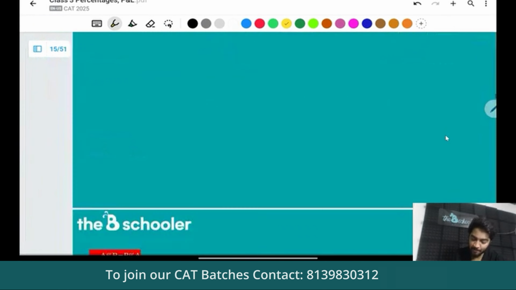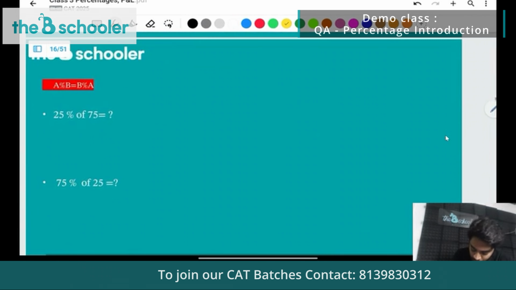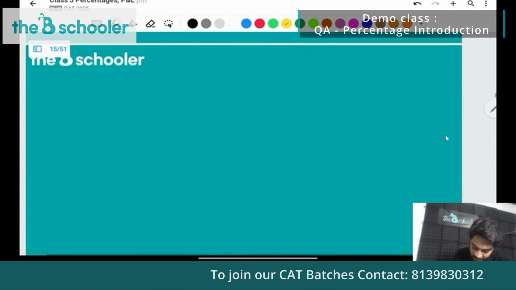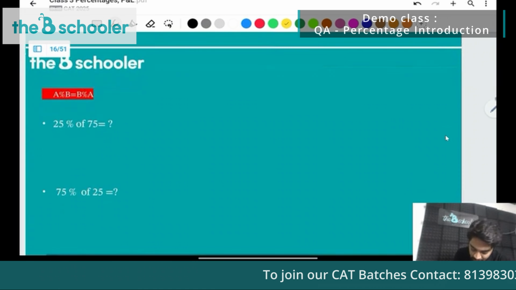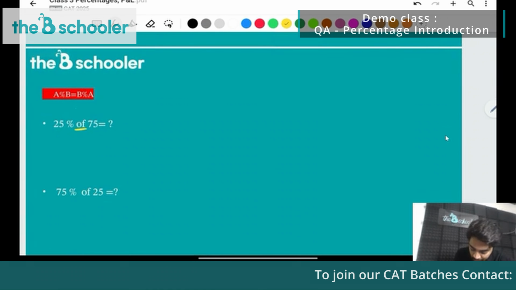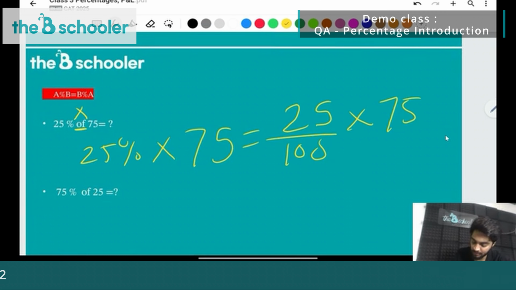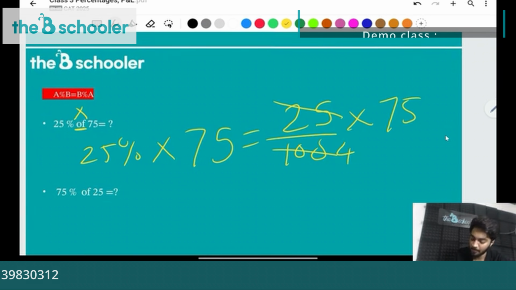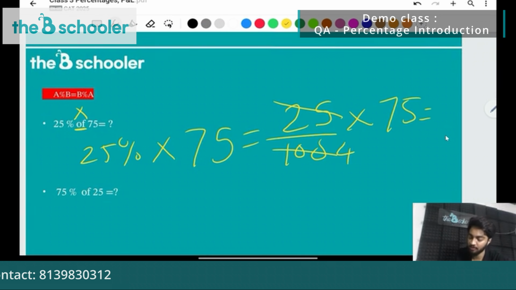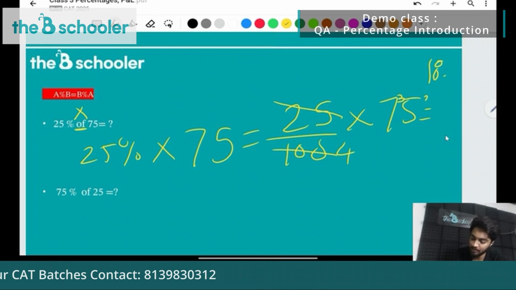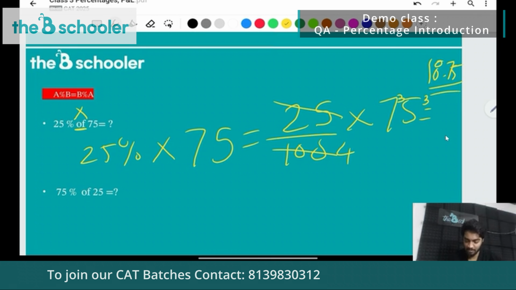So for the next one, a percent of b. That is, when you have a question with, say, 25% of 75. 'Of' is nothing but multiplication. That means 25 percentage of 75. 25% is nothing but 25 by 100 into 75, which is 1 by 4, which is 75 by 4. 75 by 4 is nothing but 18.75. Clear?